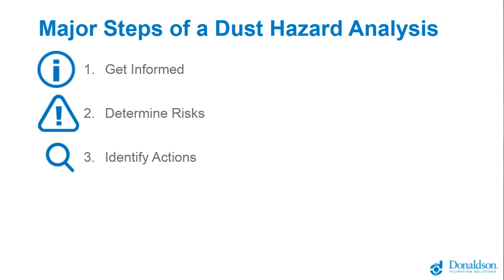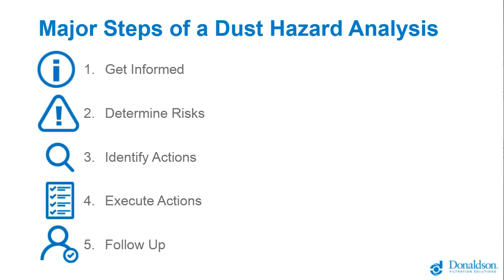The fourth step is to execute on the actions and recommendations from the report. Simply knowing what actions should be done is not actually going to reduce the risk. You have to create a plan and follow through to completion. And the fifth and final step is follow-up. This step confirms the actions have been completed and communicated to interested parties. It also involves updating a dust hazard analysis to address any process changes. And even if no changes occur, good practice is to review and update a DHA at least every 5 years.